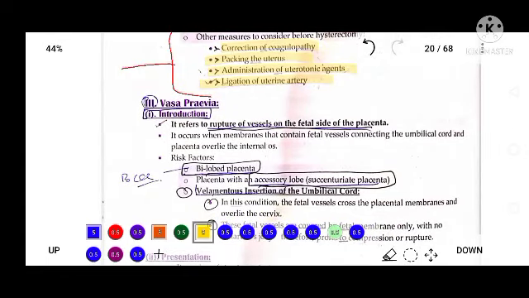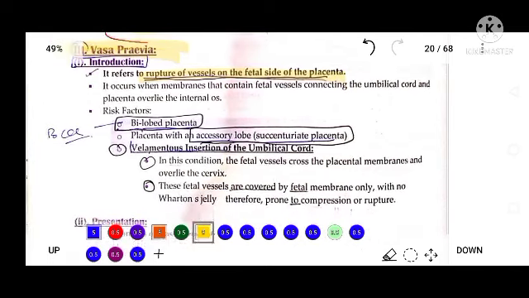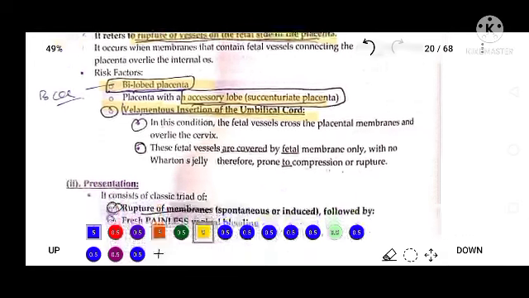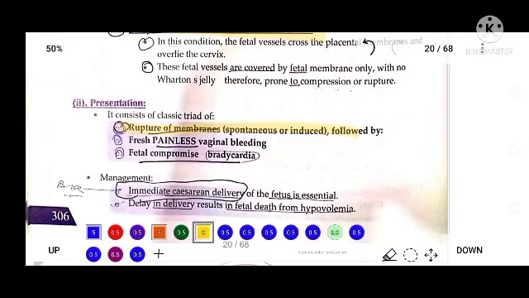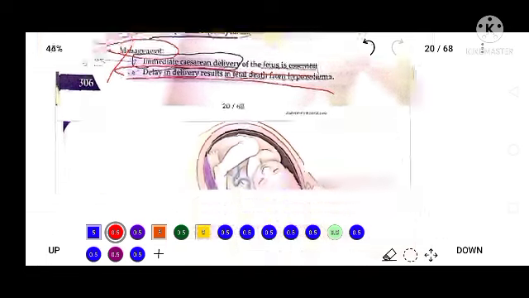Another condition is vasa previa. Vasa previa is rupture of the vessels on the fetal side. When fetal vessels are ruptured, bleeding occurs, mostly in a bilobed placenta having an accessory lobe or velamentous insertion of the umbilical cord. The presentation is rupture of the membranes with fresh, painless vaginal bleeding. Fetal compromise will be there, and bradycardia of the fetus occurs. Management is immediate C-section, and delay in delivery should be avoided.